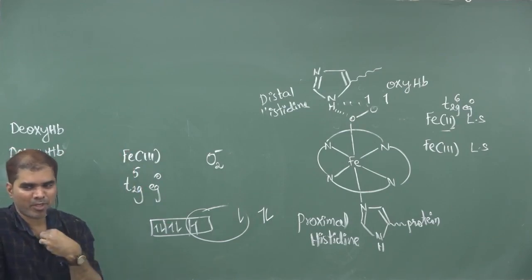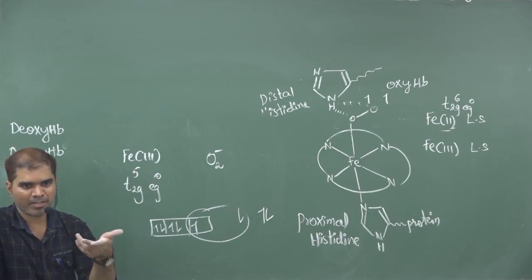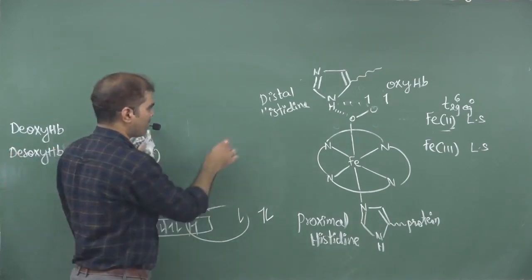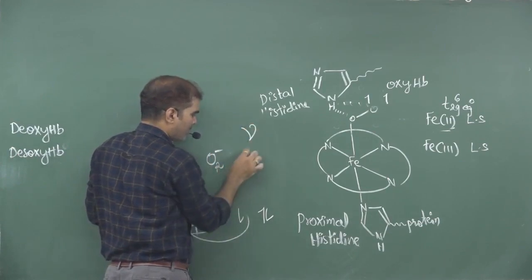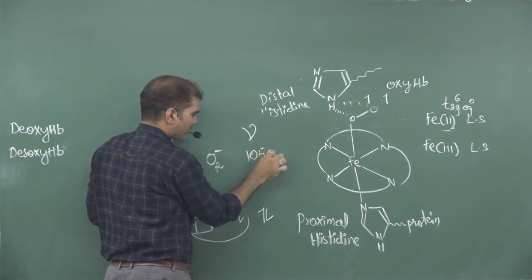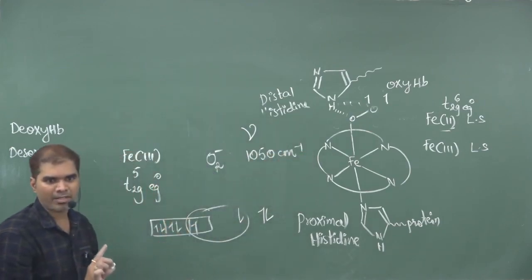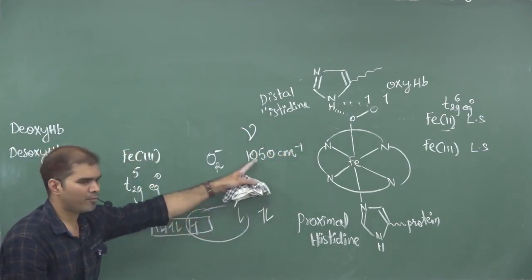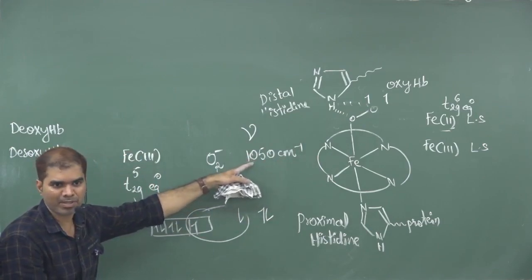If you want to vote for me, I should show some evidence for you. I have to show some evidence, and I have a very strong evidence. That evidence is coming from the stretching frequency of this dioxygen. It was found to be around 1050. I measured this stretching frequency, and I got a value of 1050 wave numbers. What is the meaning of it? When do you get 1050?